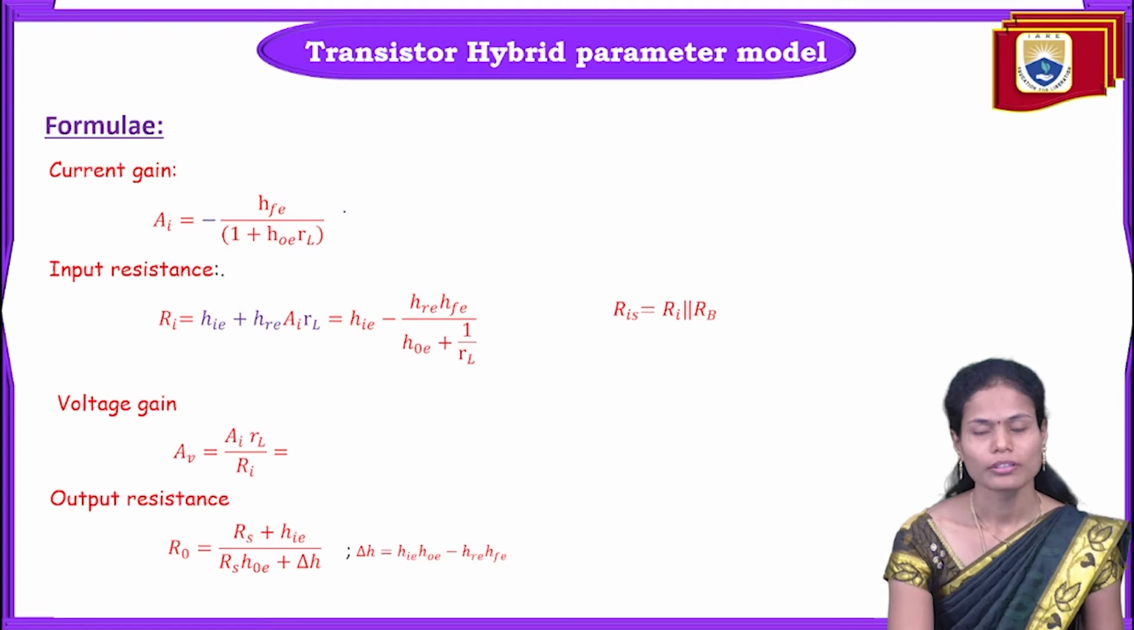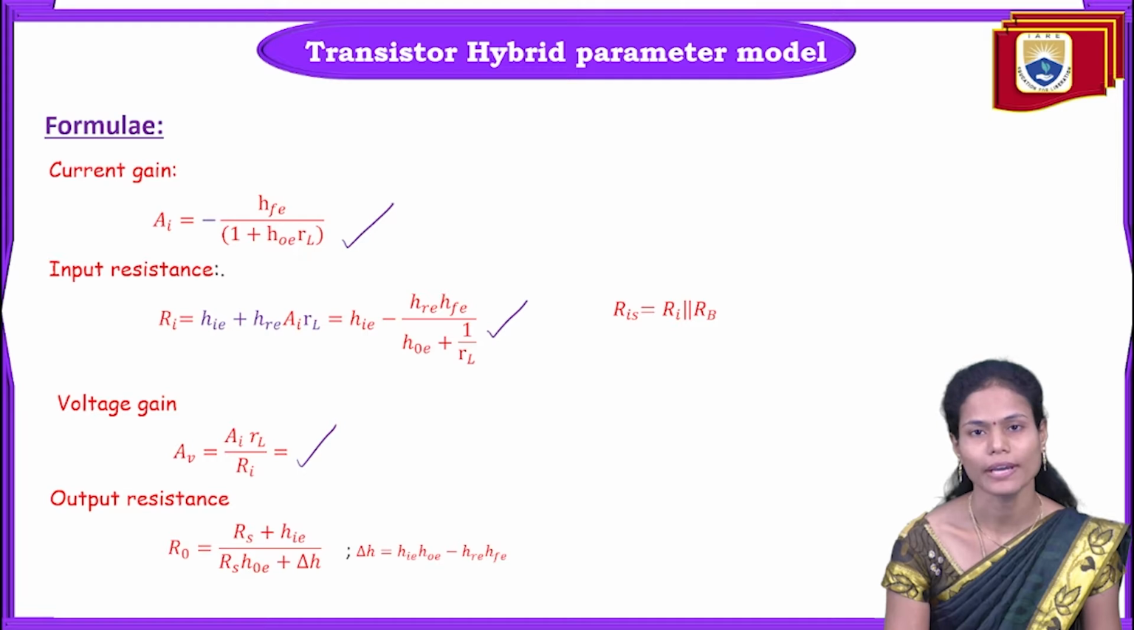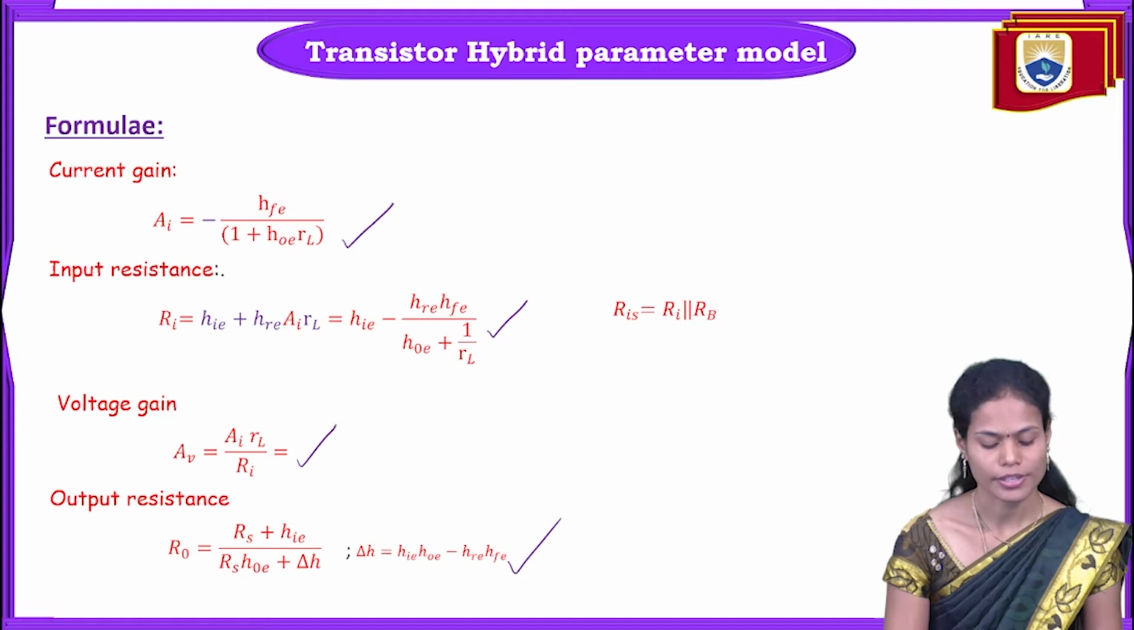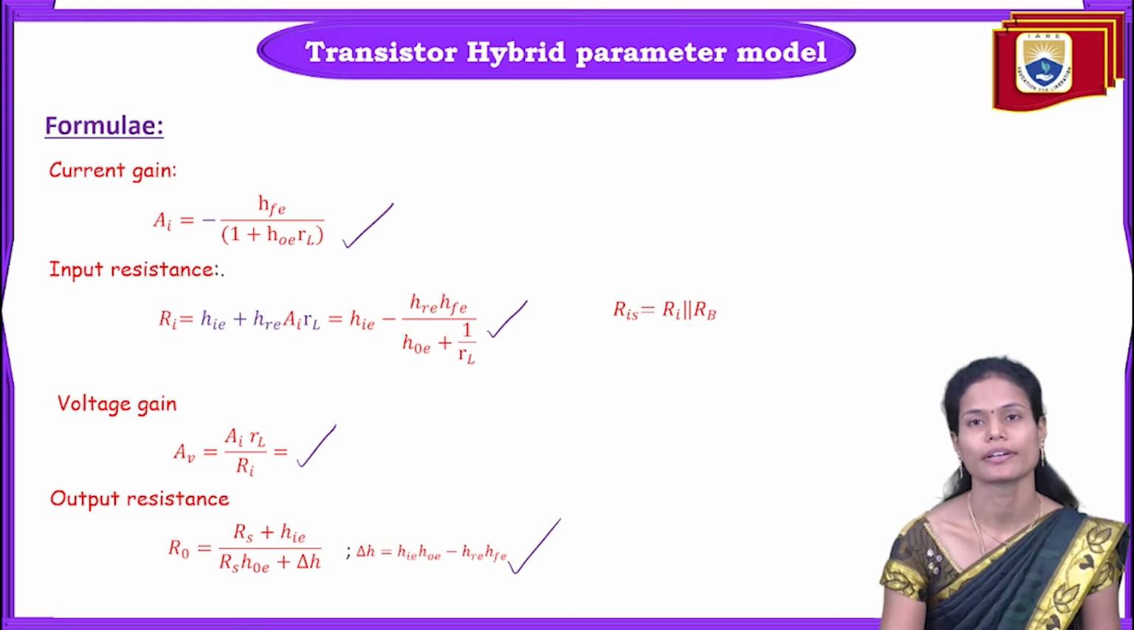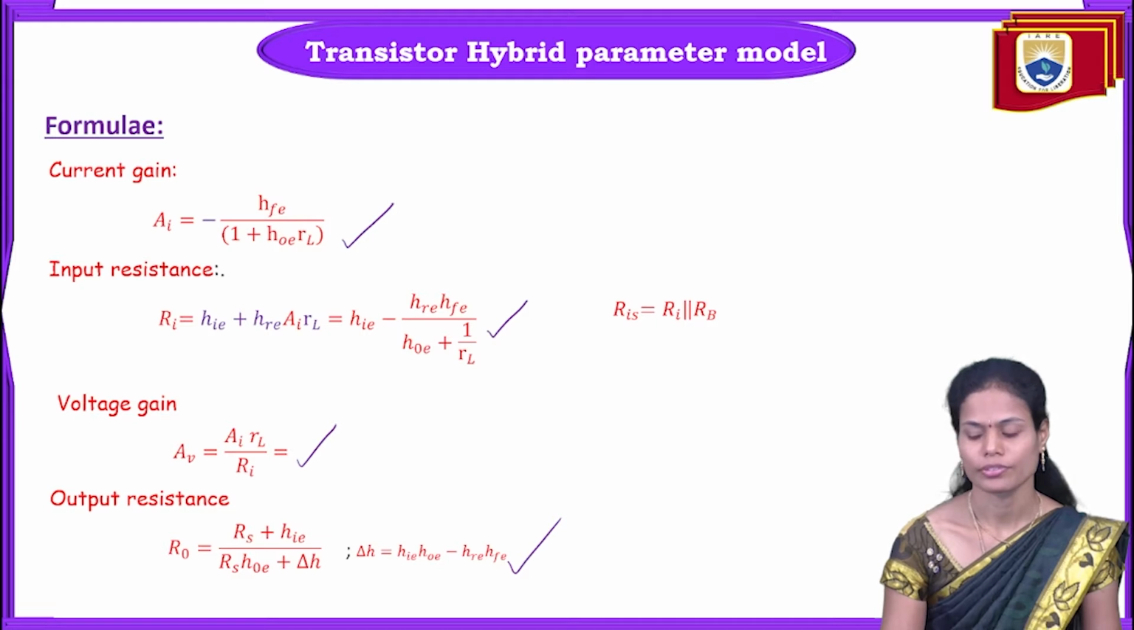For now, the formulas required to calculate those are: current gain Ai = -hfe / (1 + hoe RL), and the input resistance is Ri = hie + hre Ai RL, and the voltage gain is the ratio of current gain times load resistance by input resistance, and the output resistance we can calculate here as Ro = 1 / (hoe - hfe hre / (Rs + hie)). These are the formulas required to solve this particular problem. If you substitute the given values in these formulas, we can get the required parameters.